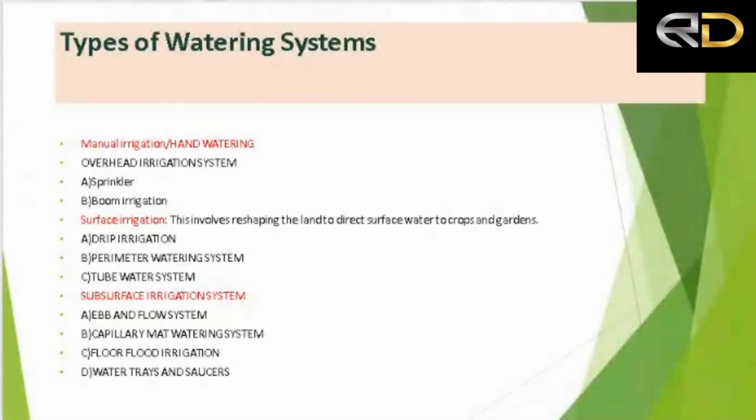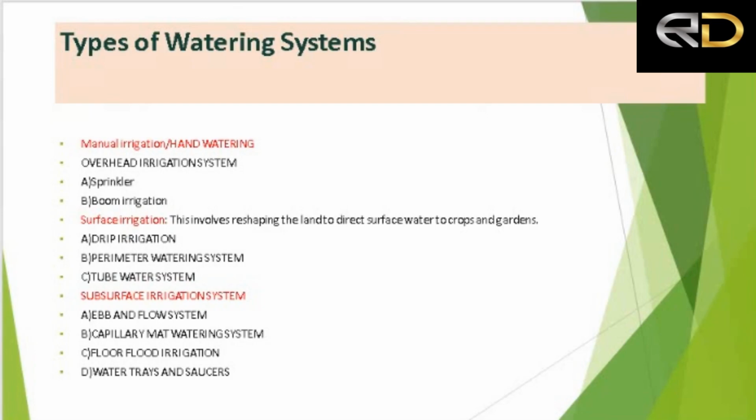So there are many types. There are mostly subheads I have written here. One is the manual irrigation and the hand watering. In that, with the help of the pipe, we water the trays, or we water in the form of jari, as it is called, and we also give water that way. So that is the manual irrigation or water handling.